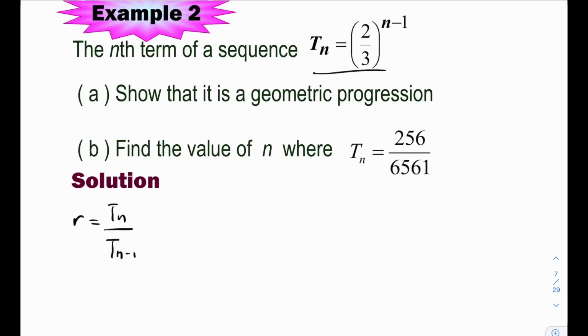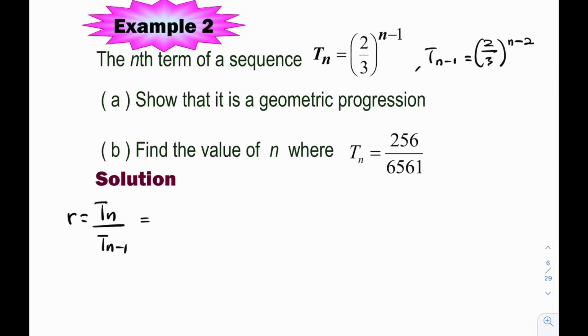Now, we need to derive Tn minus 1. In order to derive Tn minus 1, you need to replace n with n minus 1. Therefore, you will get (2/3) to the power of n minus 1 minus 1, which equals (2/3) to the power of n minus 2. So this is your Tn minus 1. Now, substitute your Tn and your Tn minus 1 into r. This equals (2/3) to the power of n minus 1 over (2/3) to the power of n minus 2.